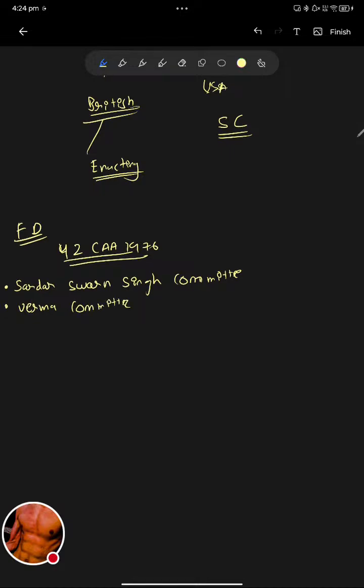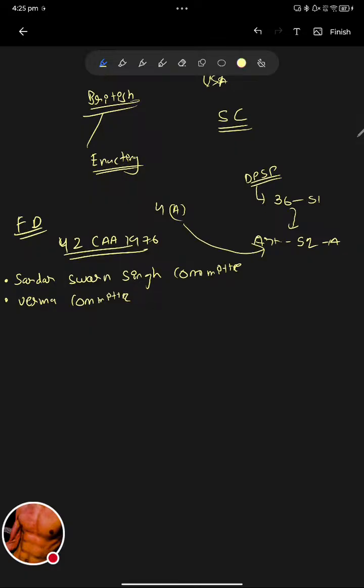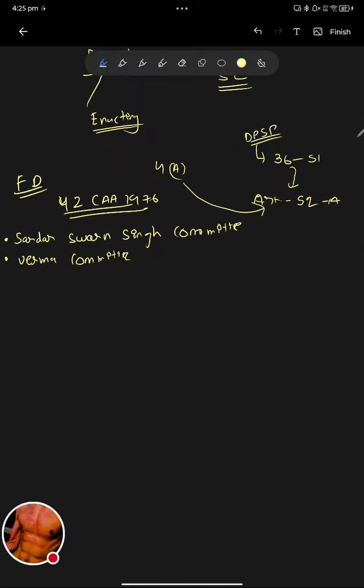And this whole thing is in Article 51A. The Directive Principles of State Policy are under Article 36 till Article 51. But this fundamental duty, which is in Clause 4A, is under Article 51A, and this was added under the 42nd Amendment.